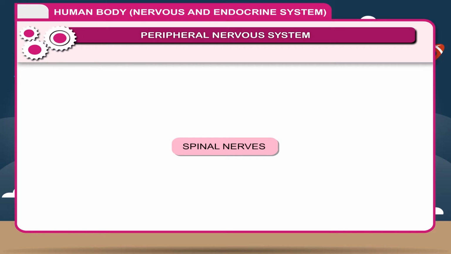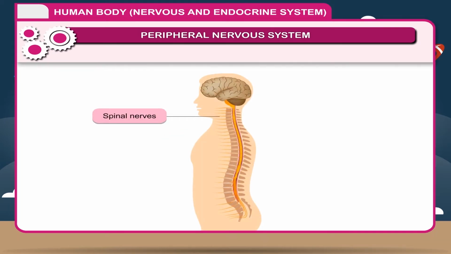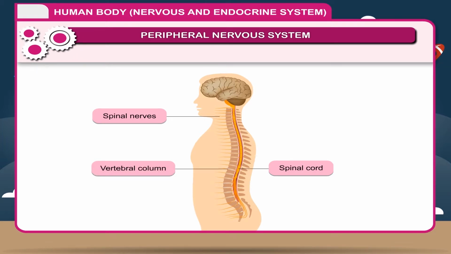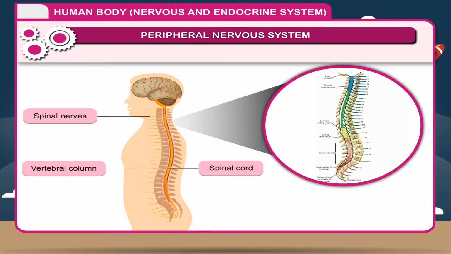Spinal nerves. The spinal nerves are connected with the spinal cord passed through openings in the vertebral column. Spinal nerves are distributed to various parts of the body. There are 31 pairs of spinal nerves.